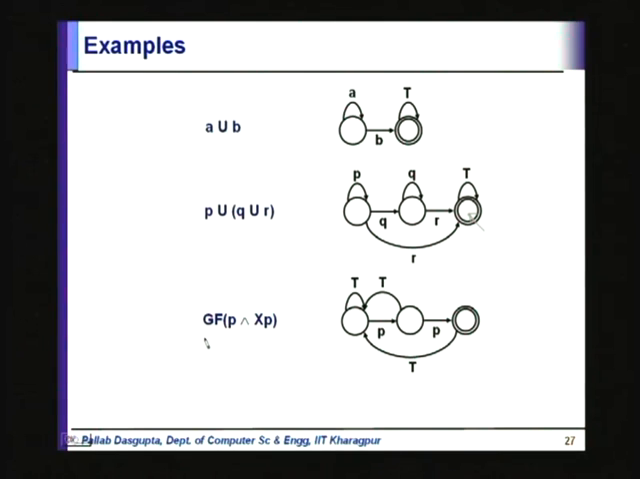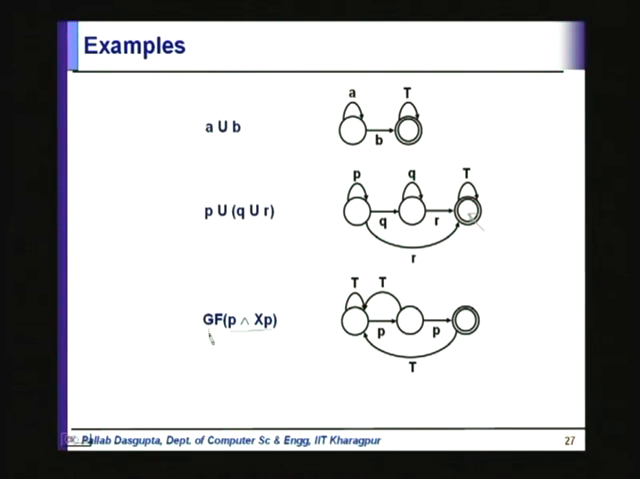Now, when you come to this one, let us see what this says. It says always in the future P and next P. P and next P means you get a P and then you get another P. So, if you get two successive P's, then you have matched this part once. Let us say that we define this to be the accepting state. But once you have reached here, you again have to reach some state where P and XP is true.